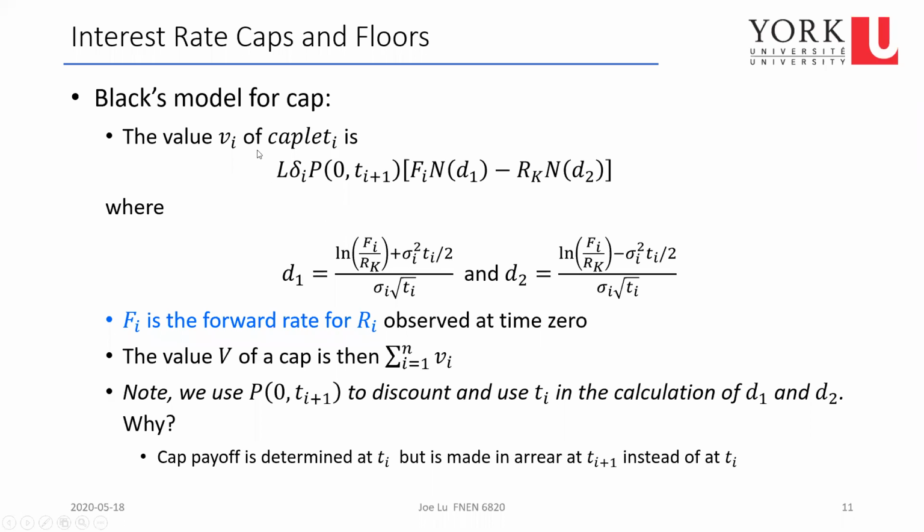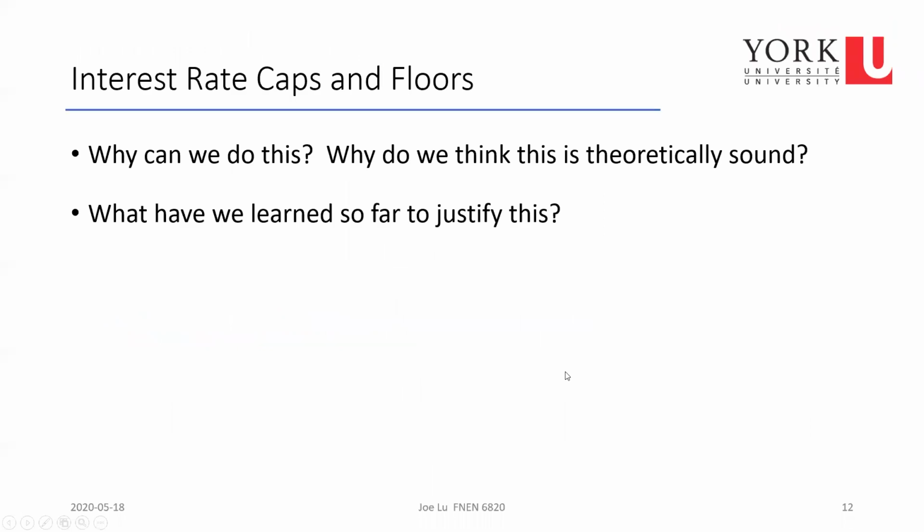So under the standard market model, it is relatively simple to price a cap: first price a caplet, then add the prices of all the caplets together to get the cap. That approach is relatively simple, and you have a closed form solution here. And the question is, why can we really do this? Is it really theoretically sound? And what have we learned earlier that tells us it's justified to do something like this?